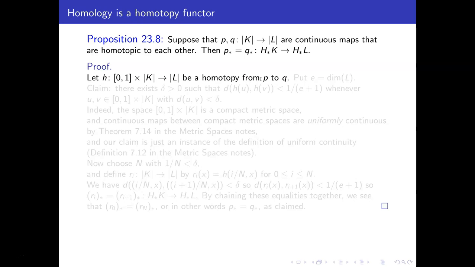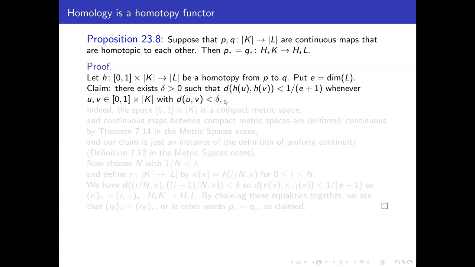And the idea is that if we just look at a very short space of time in that movie, then the map won't move very much. It'll move less than 1 over E, where E is the dimension of L, and so the induced map in homology won't change by the previous proposition. Okay, so I want to be a bit more precise about that. We're going to make the claim that there exists some delta greater than 0 such that the distance from H of U to H of V is less than 1 over E plus 1, whenever U and V are two points in this domain and the distance between U and V is less than delta.